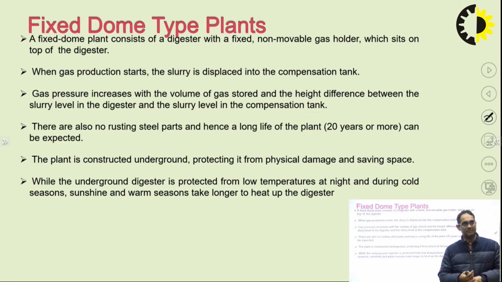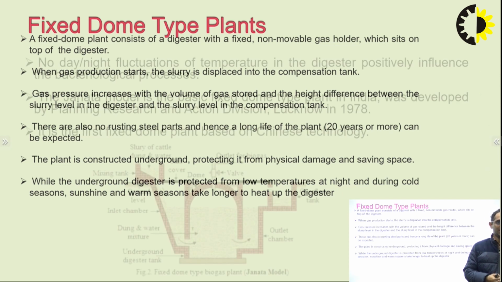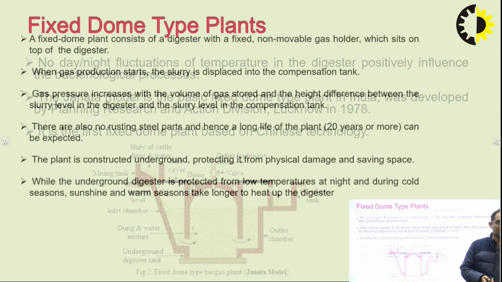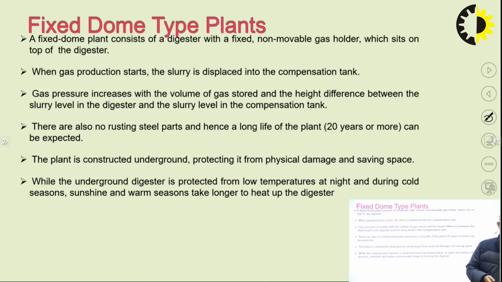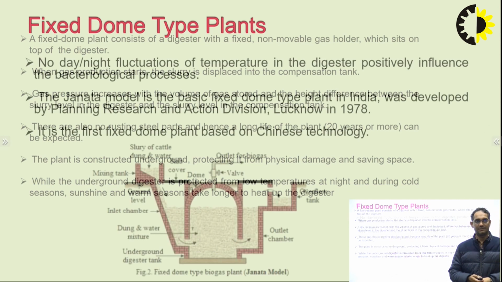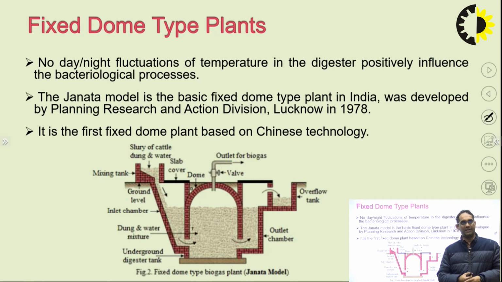The plant is constructed underground, protecting it from physical damage and saving space. While the underground digester is protected from low temperature at night and during the cold seasons, the sunshine in the warm seasons takes longer to heat up the digester. Also, no day or night fluctuation of temperature in the digester positively influences the bacteriological processes.